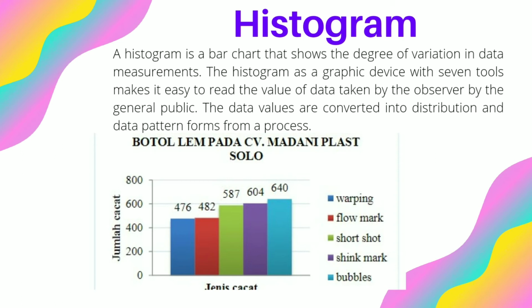A histogram displays the characteristics of the data in the form of classes or sections. The picture shows that the horizontal axis, the X-axis, describes the five types of product defects that occur. Meanwhile, the vertical Y-axis describes the number of each class or type of defect that occurred.